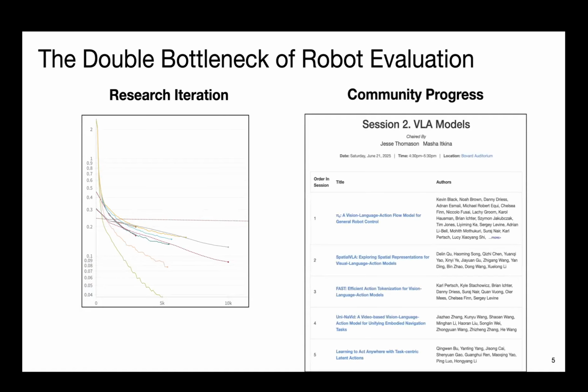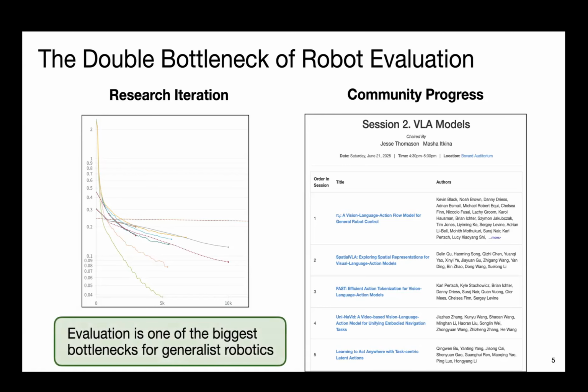It also bottlenecks us as a community. Right? It's very hard for us to tell whether a new generalist policy is better than the last generalist policy. We have a whole section on VLA models in this conference, but very few of these papers actually try to compare on similar things, and certainly not on real-world similar things. So taking all of this together, I think evaluation is one of the biggest bottlenecks that we're facing for this direction of generalist robot research.